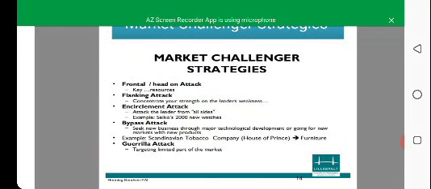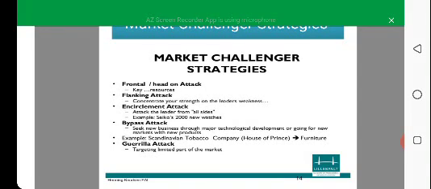Now we will discuss the market challenger strategies. The market challenger strategy is basically the same as the market leader's: there is the attack, frontal attack, head-on attack. The key issue, if you are going for the frontal attack, is that you need to have resources. You need to be a big pocket company, otherwise you can't do that. Or if there is a counterattack, you cannot cover it and you will lose your market.